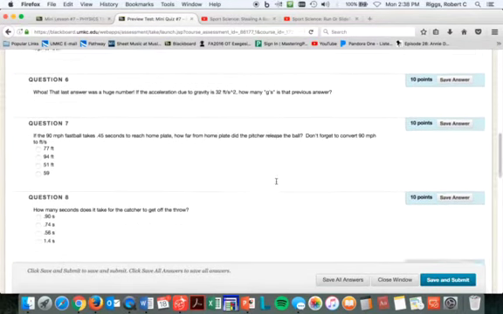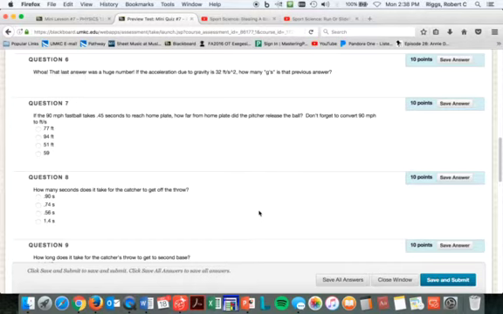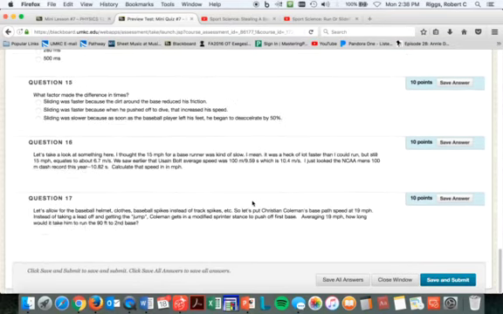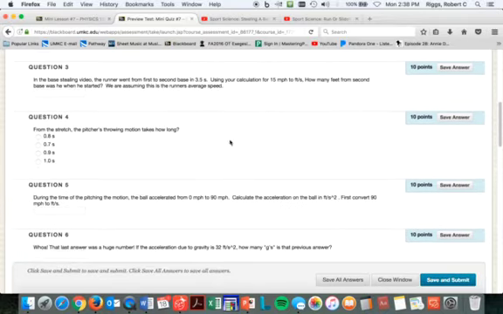Now, question 7. If the 90 mile per hour fastball takes 0.45 seconds to reach home, how far from home plate did the pitcher release the ball? That's the same problem we did earlier in question 3. So question 7 is the same as 3. Okay? And let's go ahead and stop here. We got a little bit further to go, but let's go ahead and stop here.